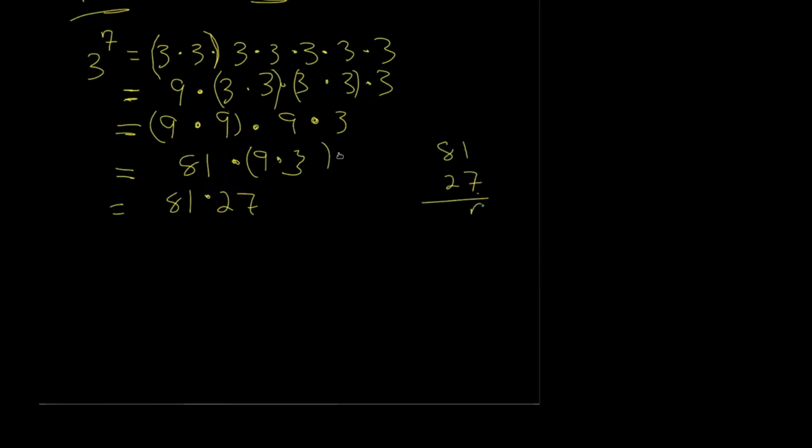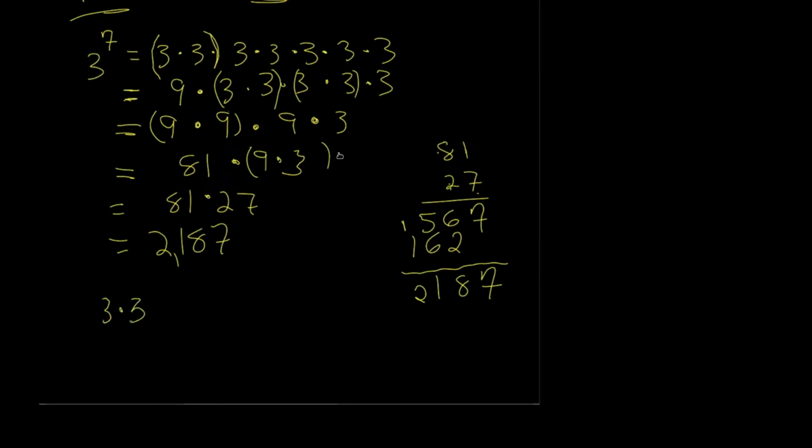So 7 times 1 is 7. 7 times 8 is 56. 2 times 1 is 2. And 2 times 8 is 16. So 7, 8, 1. Carry my 1. So 3 to the 7th power is 2187. You can find by grouping, as long as these are all multiplications, the associative property lets you chunk it down.